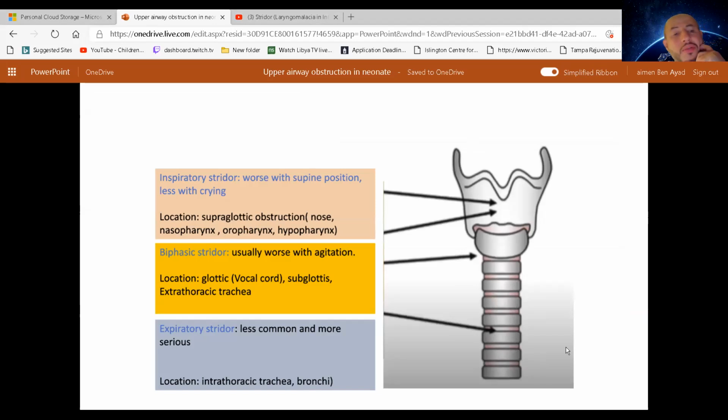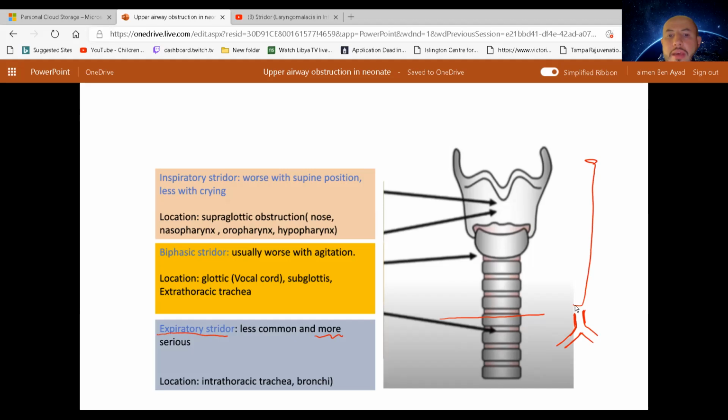Okay, so we discussed that any intrathoracic obstruction, and let's revise what we understand: intrathoracic means the intrathoracic trachea, the carina, and then the right and left main bronchus, correct? That usually causes expiratory stridor. It's less common, but usually more serious. Correct.